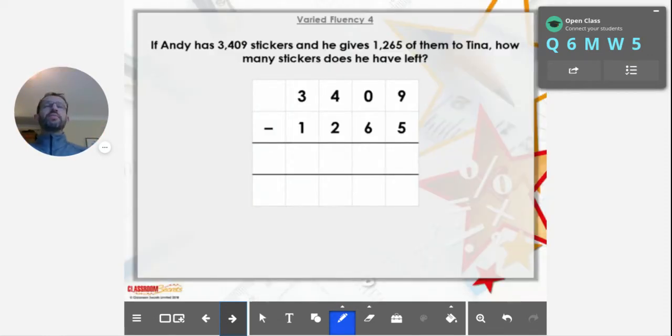Ooh, here's a nice puzzle. Important to read these puzzles a couple of times so that you know you are doing what the question has asked and you're thinking about it and you put yourself into the puzzle. So instead of Andy, you might want to think that this is you.